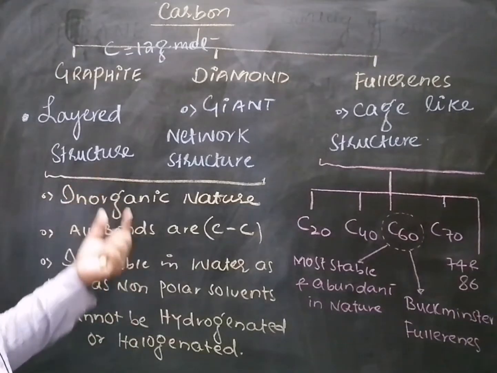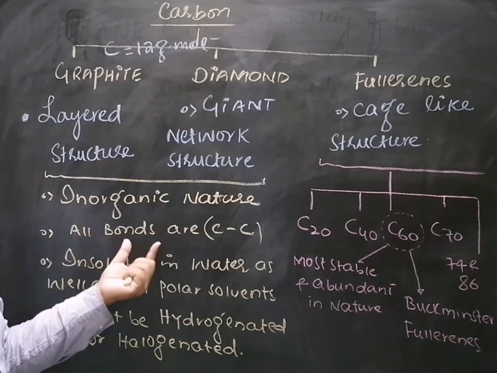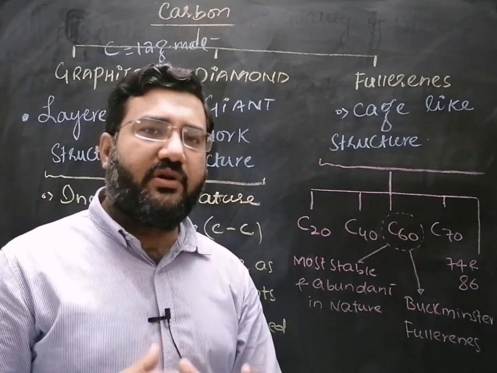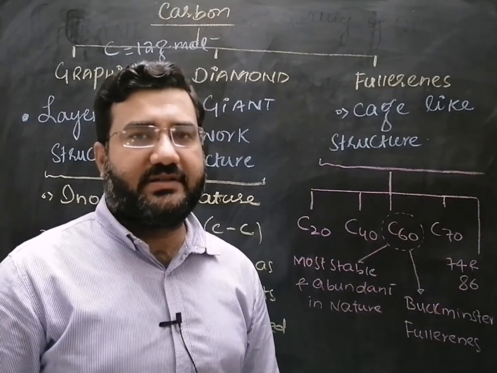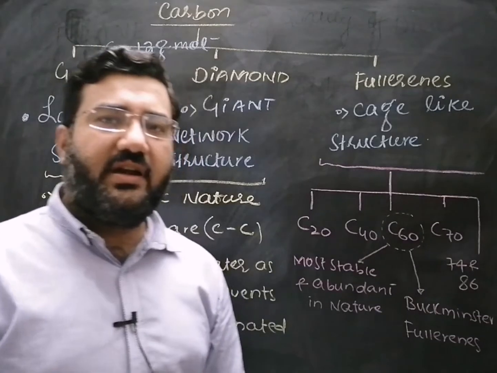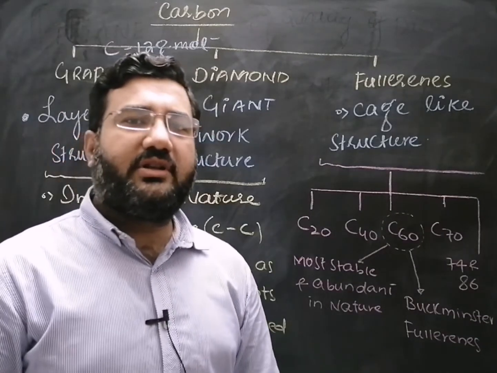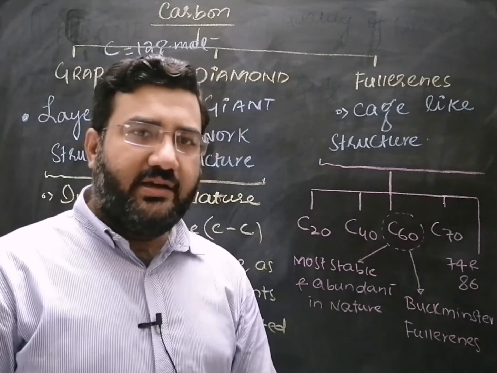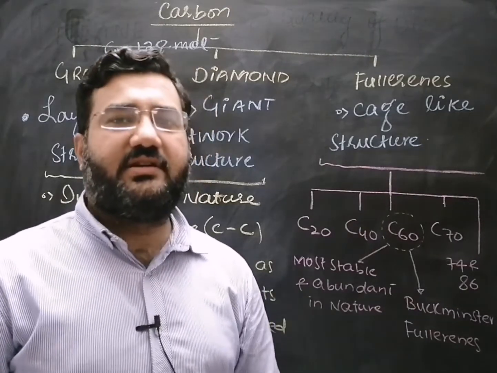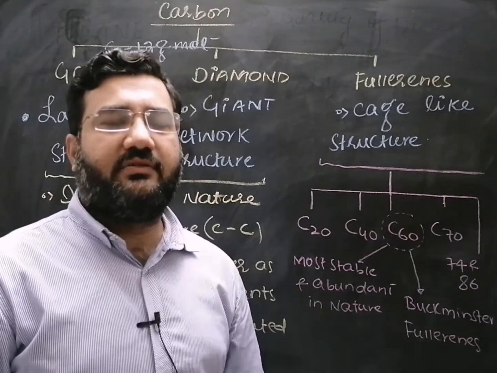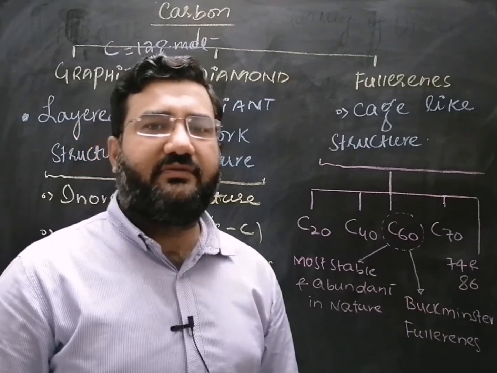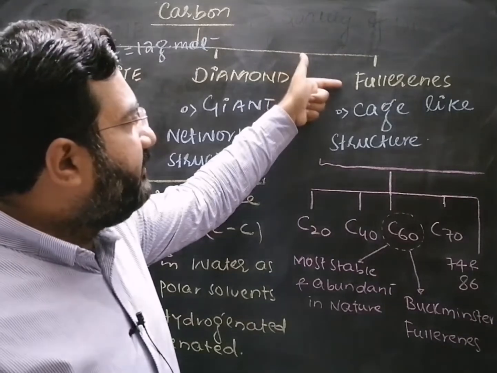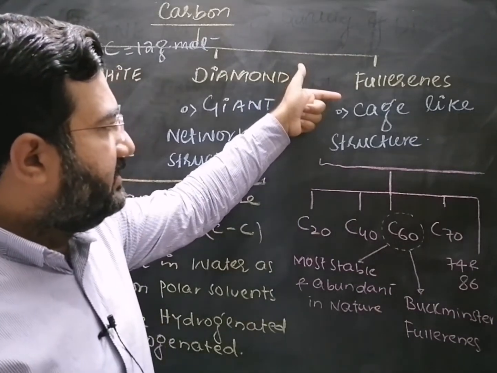In graphite and diamond, all bonds are carbon-carbon single bonds, so only single bonds between the carbon atoms are present. I have given a detailed video about the comparison of the structure and properties of graphite and diamond. The link of that video is given in the description. You can get further information about graphite and diamond from that video. Now the third allotropic form of carbon is the fullerenes.